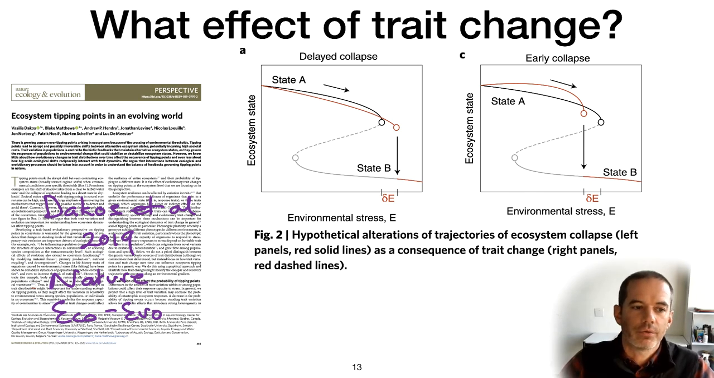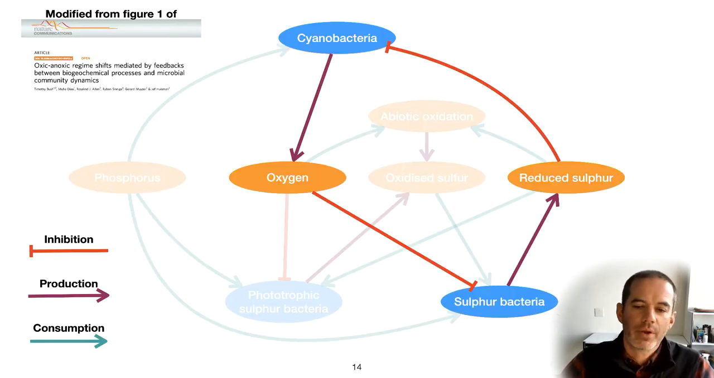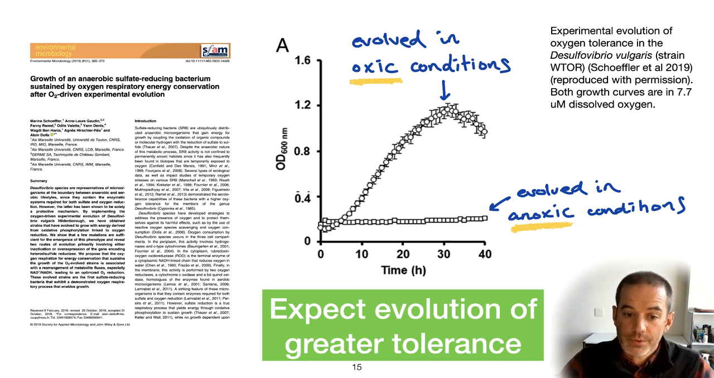This is the question from this paper, Dacos et al., just like we mentioned. All right, so how are we going to manipulate trait change and evolution? What trait is it we're looking at? And we're going to look at inhibition, the red lines here. The reason we're looking at inhibition and tolerance, which is the flip side of that, is because we have evidence that these organisms, in this particular case, one of the sulfur bacteria, can evolve increased tolerance to oxic conditions.